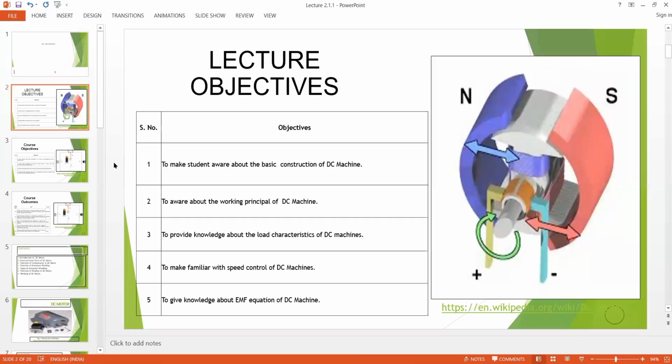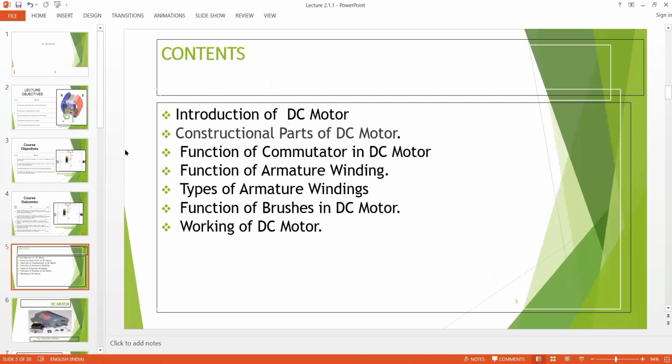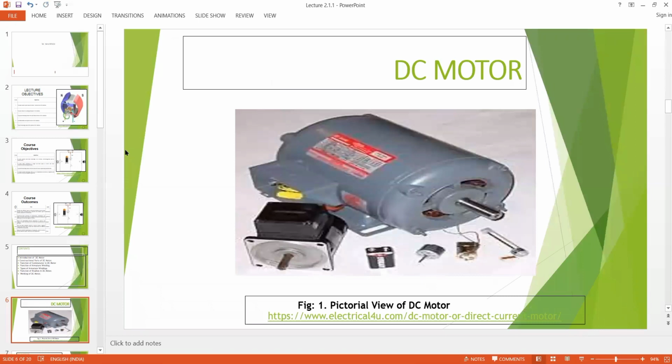Now, see this in lecture objectives: we will go through the basic construction of a DC machine, the principle of a DC machine, and become familiar with the control of a DC machine. These are the contents: introduction of DC machine, construction parts, function of commutator, function of armature winding, types of armature winding, function of brushes, and working of DC motor. Let's start with DC motor.